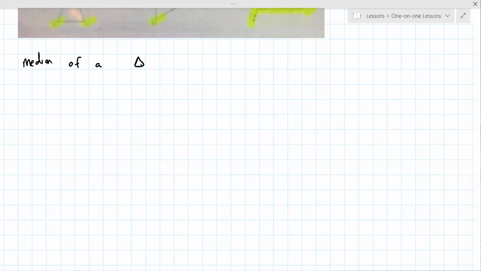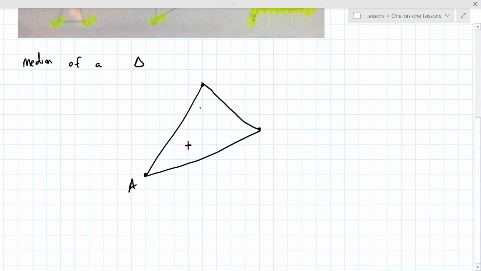Okay. So I'm gonna consider this to be the origin, and I'm gonna put something here, here, and here, and draw a triangle. Triangle A, B, C. The median is defined as going from a vertex to a midpoint in the other one.